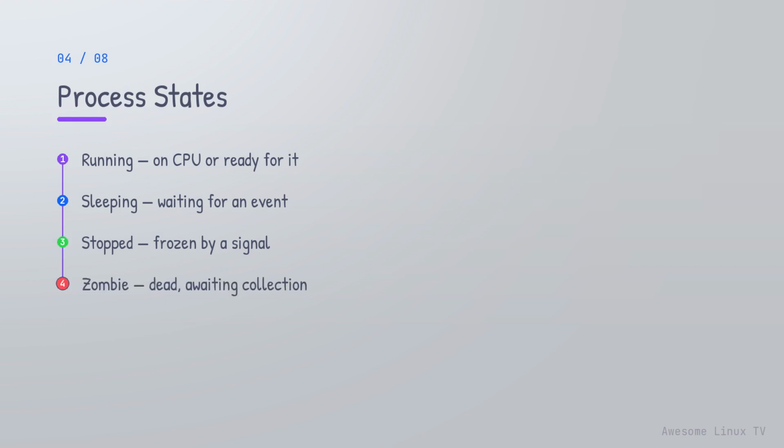At any given moment, a process lives in one of 4 states. Running means it's either executing instructions on a CPU right now or sitting in the run queue waiting for its turn. Sleeping is the most common state by far. The process is blocked on disk I/O, a network response, a timer, or just waiting for input. Stopped means a signal like SIGSTOP has frozen it, usually from pressing Ctrl-Z in a terminal. And zombie, that's the interesting one. The process has finished executing, but its exit status hasn't been collected by the parent yet. The kernel holds a small record so the parent can read how the child ended.